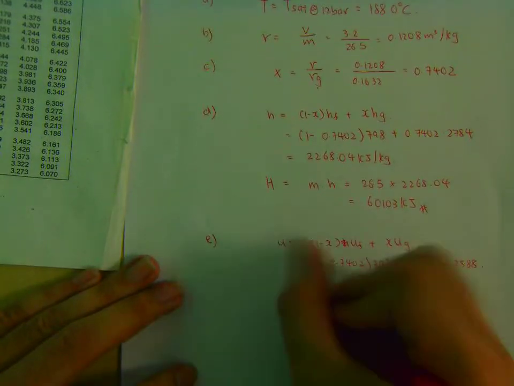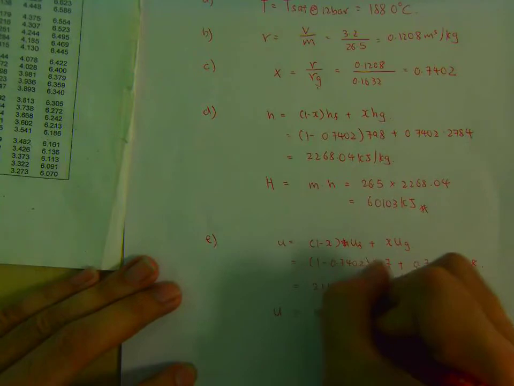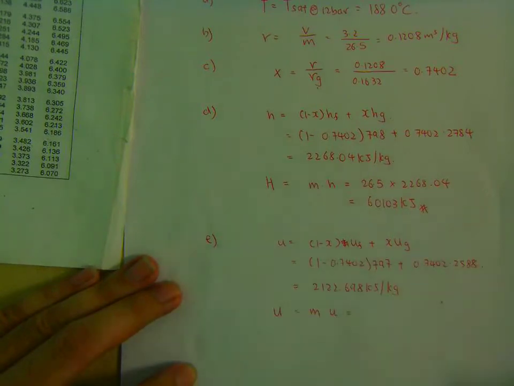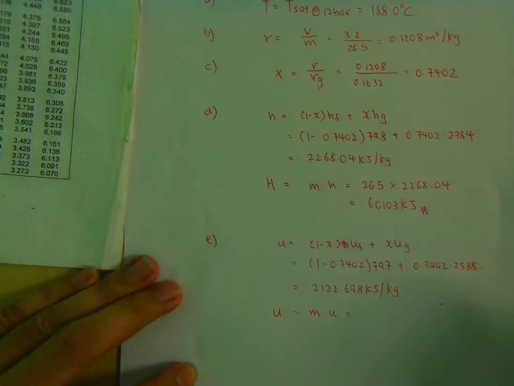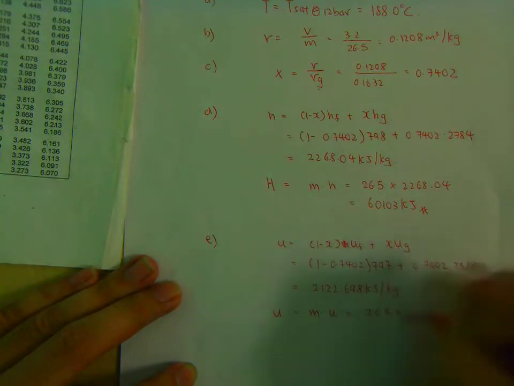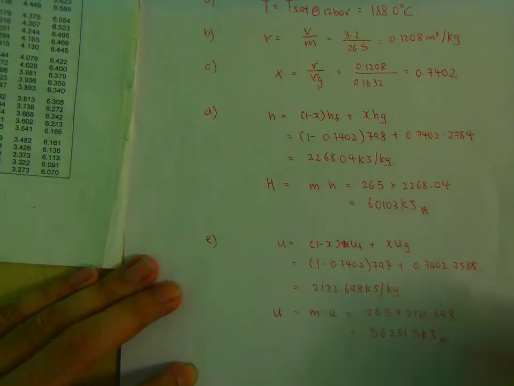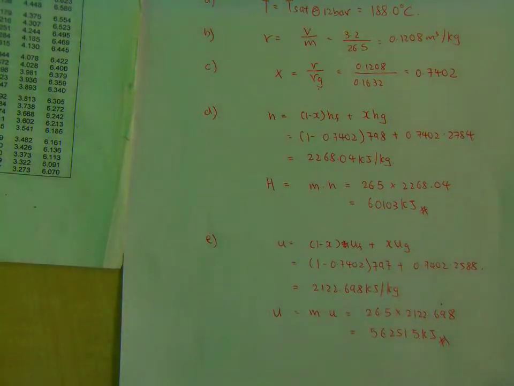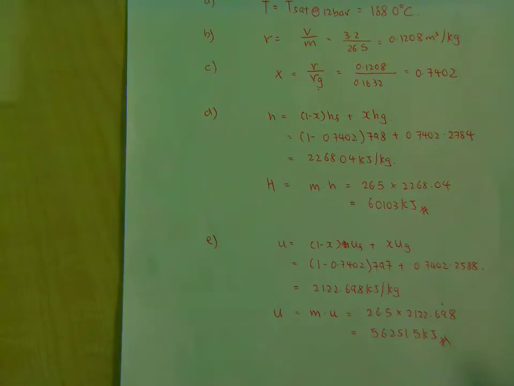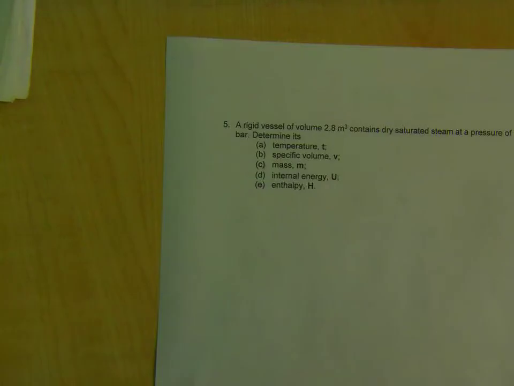Again, to get the full U, it will be mass times small u. 26.5 multiplied by 2122.698. This will give you 56251.5 kilojoule. That's all for question 4. Okay, question 5. Almost the same thing.